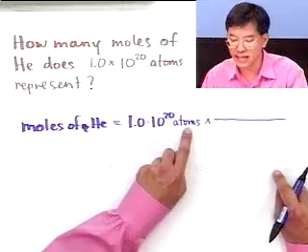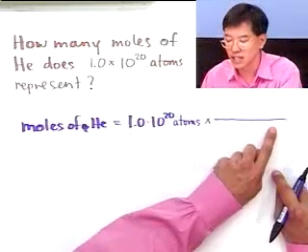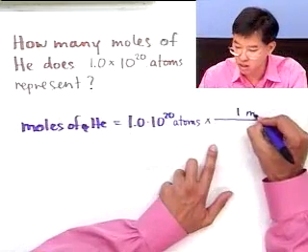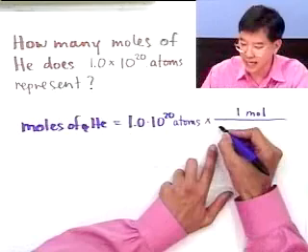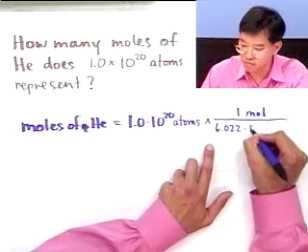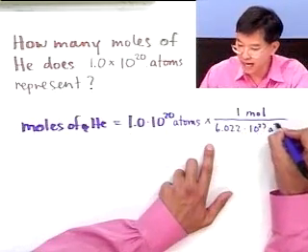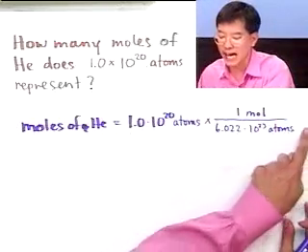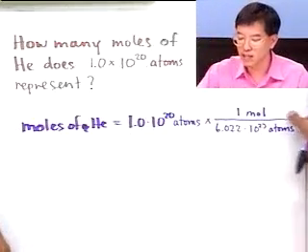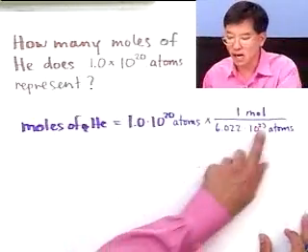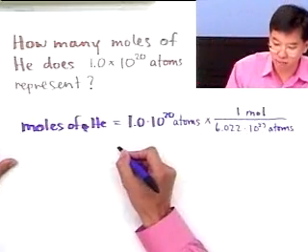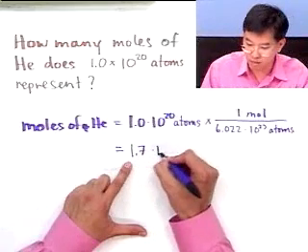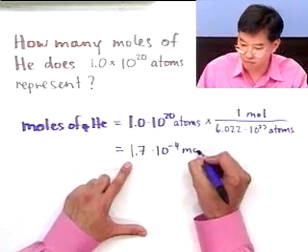And if we want to cancel out the atoms, then that means atoms has to be in the denominator and moles has to be in the numerator. So we have 1 mole in the numerator and 6.022 times 10 to the 23rd atoms in the denominator. We could write mole of helium and atoms of helium, but it's implied. All right, so now we plug this into our calculator, or work this out on your slide rule, or work it out longhand, and you get 1.7 times 10 to the minus 4th moles.